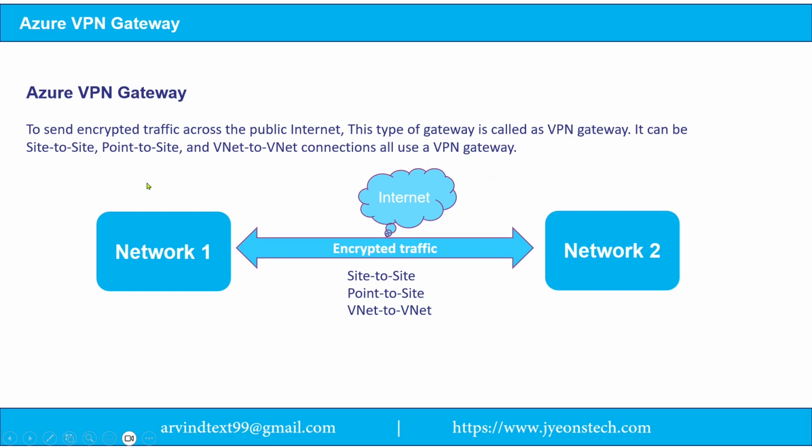For example, if you have network 1 and network 2, the data is transferred via encrypted traffic over the public internet. So this can be site-to-site, this can be point-to-site, and this can be virtual network to virtual network. This comes under the Azure VPN Gateway.